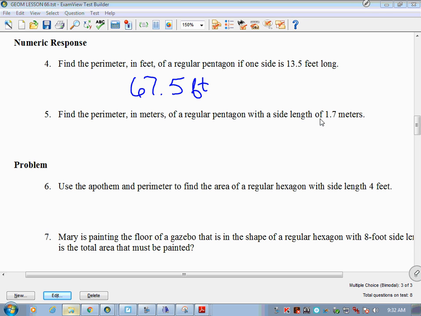Okay? Easy peasy, right? Don't make it more difficult than it has to be. The only time that this is going to be difficult is if they're asking for area, in which case it's going to take a few more steps. Number 5: perimeter in meters of a regular pentagon with sides that measure 1.7 meters. Is this any different than question number 4? No. Exact same process. 1.7 times 5 is what? 8.5. 8.5 meters, so we're going to label that 8.5 m.